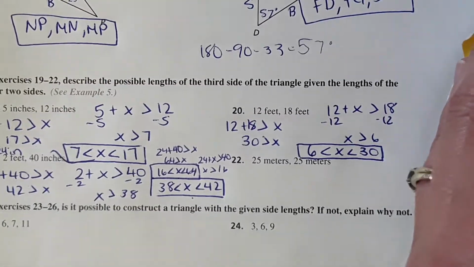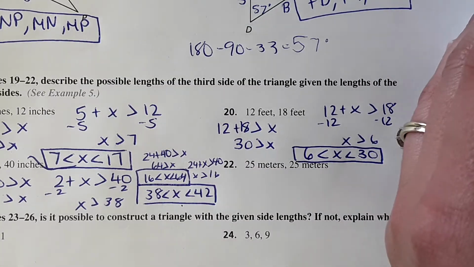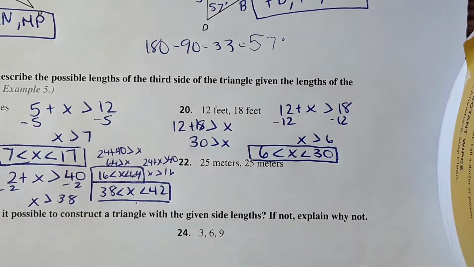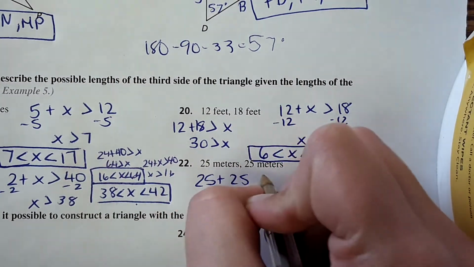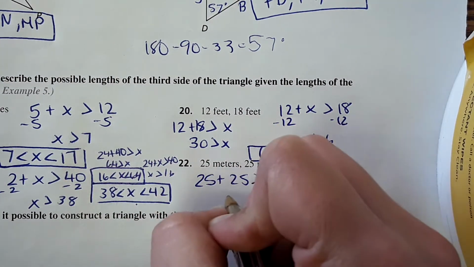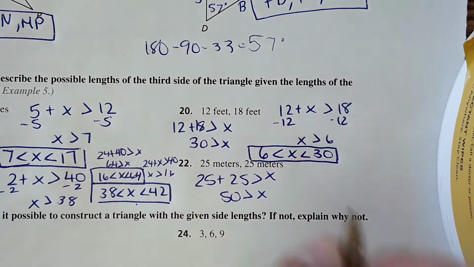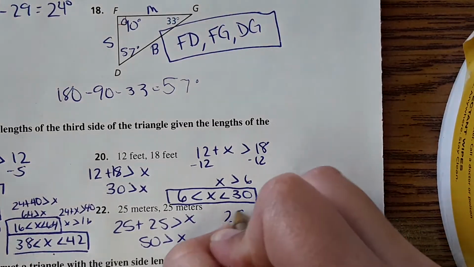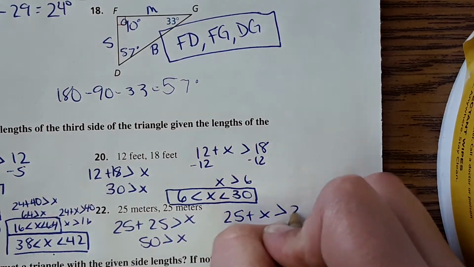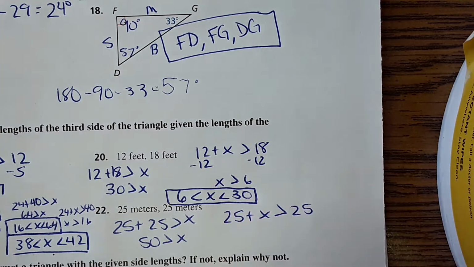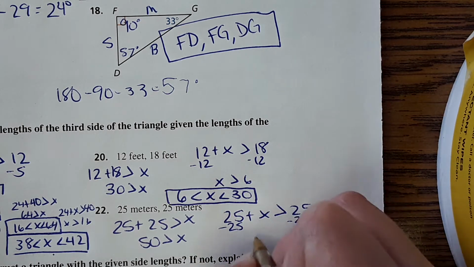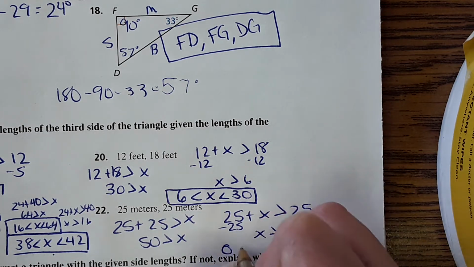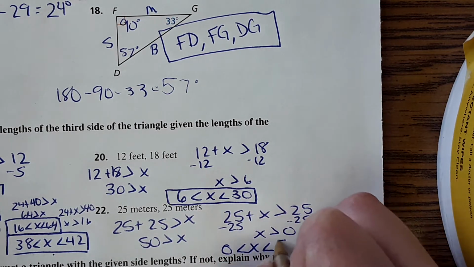Okay, number 22, we're in the same unit again, which is nice. Okay, 25 meters and 25 meters. So 25 plus 25 would be greater than x, so 50. And then 25 plus x greater than 25. So x greater than 0. So 0, x, 50.